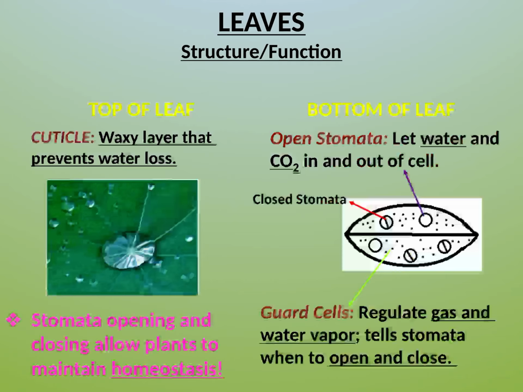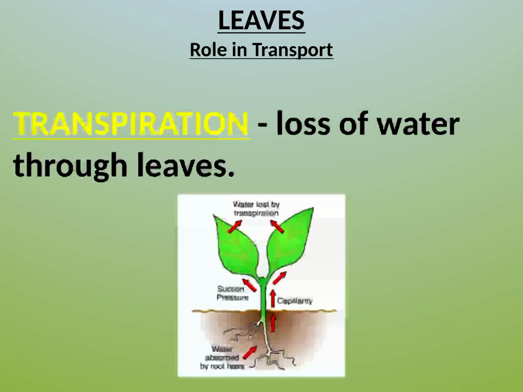All right, so open stomata let water and CO2 in and out of the cell. And then closed, it stops that water from leaving. So that's how it maintains homeostasis, by controlling how much water goes into and out of the cell as well as air. All right, almost done, guys. Keep it with me. We talked about transpiration already. We can see the water being absorbed by the roots and the root hairs, going up through the plant into the leaves, and then the water is lost through evaporation, otherwise known as transpiration. And that transpiration is regulated by the stomata.